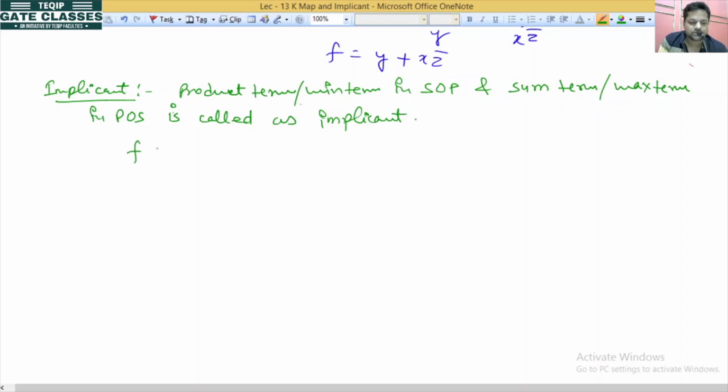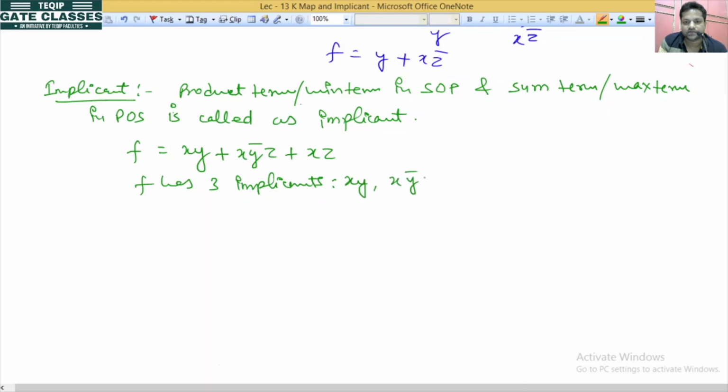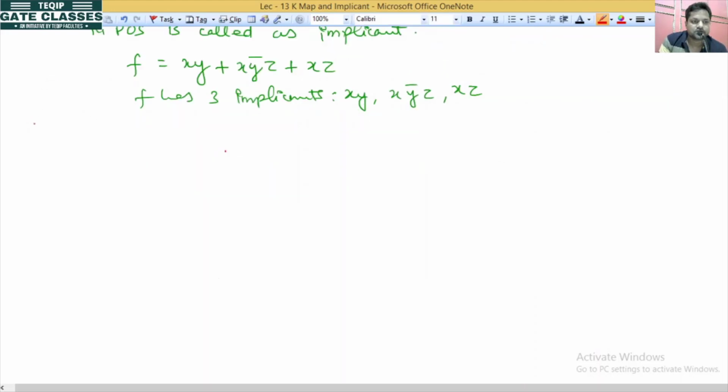Suppose I have a function f is equal to xy plus xy bar z plus xz, and if anyone asks you how many implicants are there, it has 3 implicants. F has how many? 3 implicants. What are those implicants? The product terms of this. So one is xy, second one is xy bar z, and third one is xz. So these are our implicants.